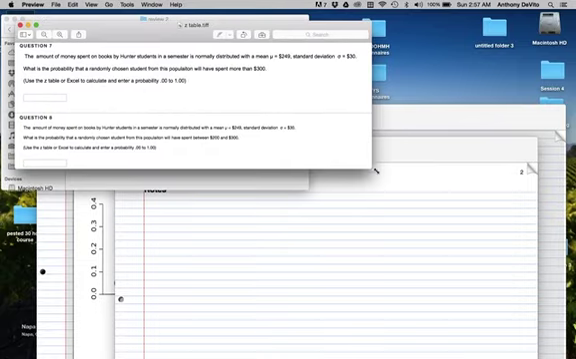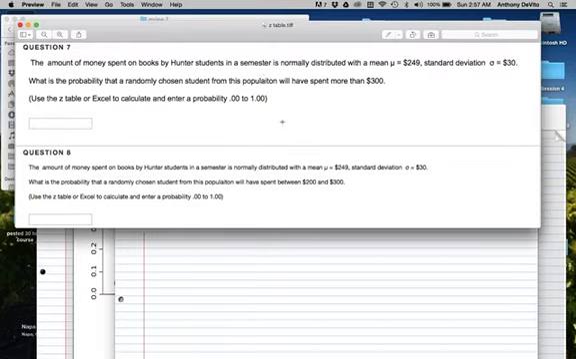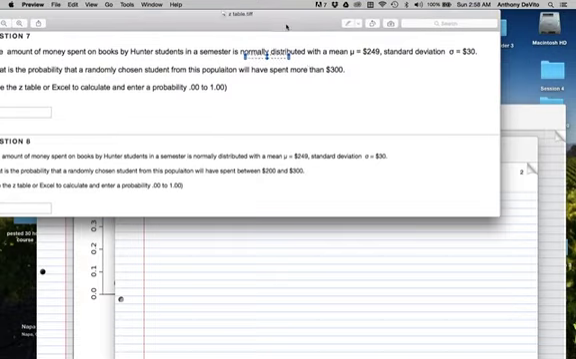Okay, let's take a look at this. The amount of money spent on books by Hunter students in the semester is normally distributed. This is important. We have to know that our distribution is normally distributed because a lot of our answers are based on assumptions that go along with normal distribution. Okay, the mean is 249 and the standard deviation is 30. For our purposes, on the homework you'll do the exact calculation. For our purposes, I'm going to call that 250.